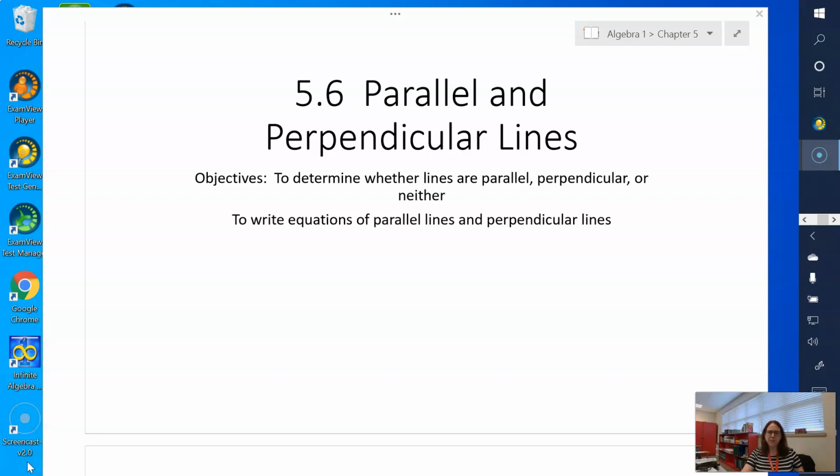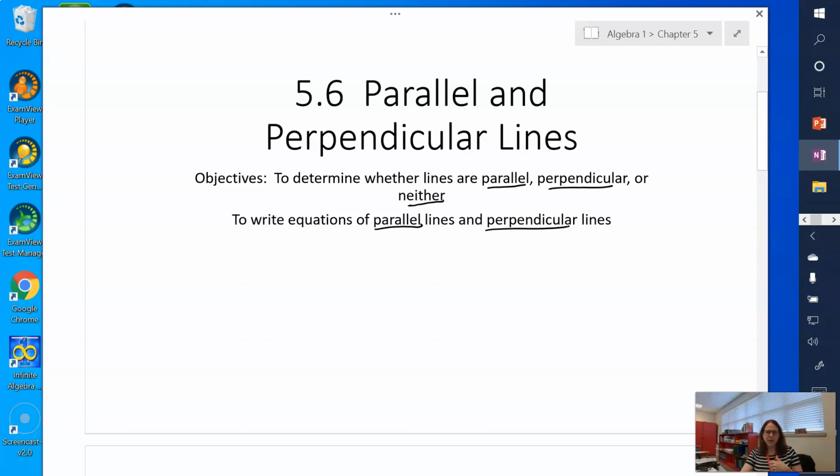Our objective today is to determine if lines are parallel, perpendicular, or neither. And we're going to do that by looking at their equations. We're not going to graph them to figure it out. We're going to look at their equations. And we're also going to write equations of parallel and perpendicular lines.